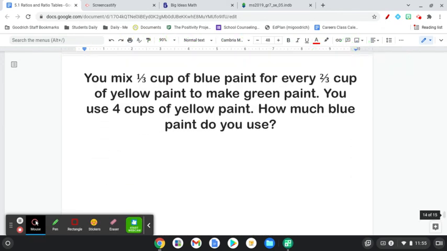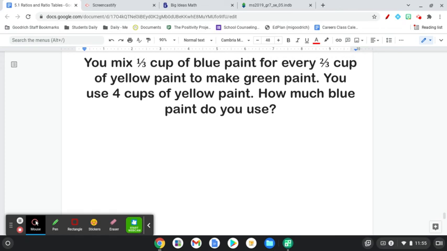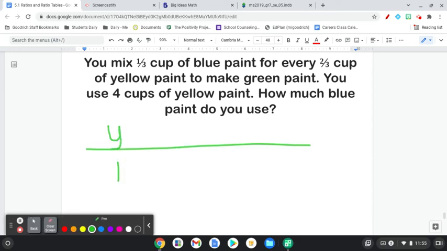All right, let's look at some story problems here. You mix 1/3 cup of blue paint for every 2/3 cups of yellow paint to make green paint. You use 4 cups of yellow paint. How much blue paint do you use? So we're going to make a ratio table here. So we have yellow paint and blue paint.